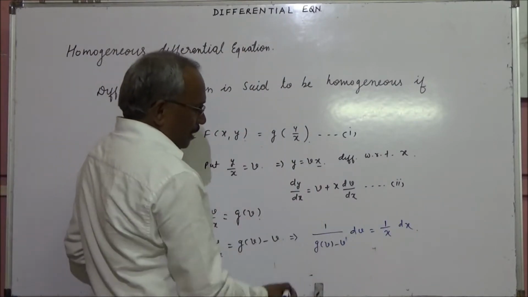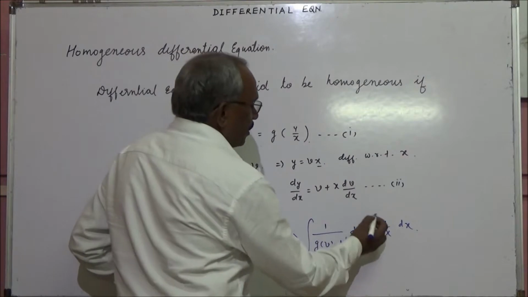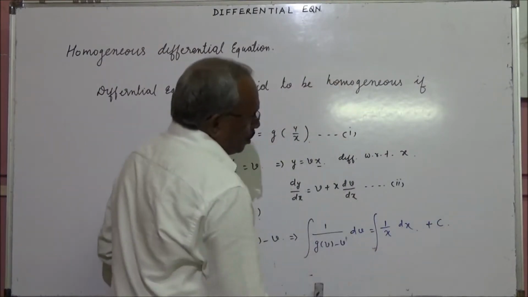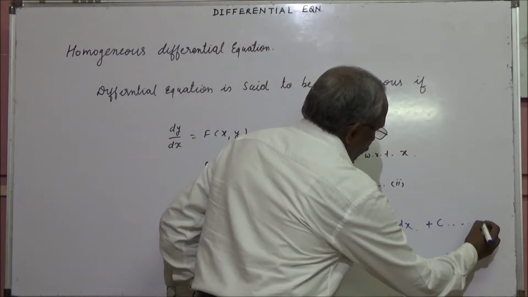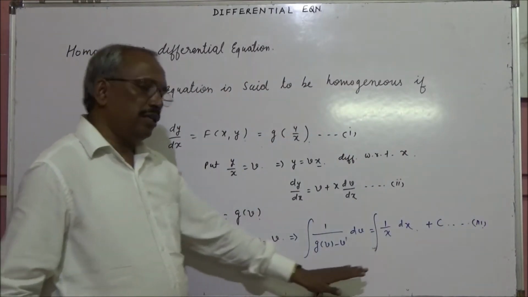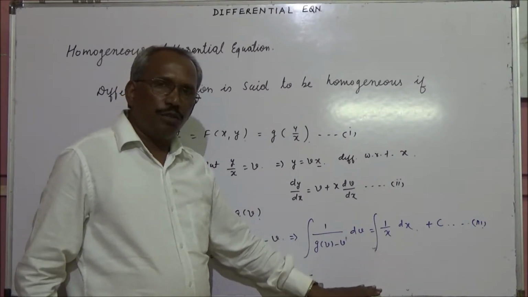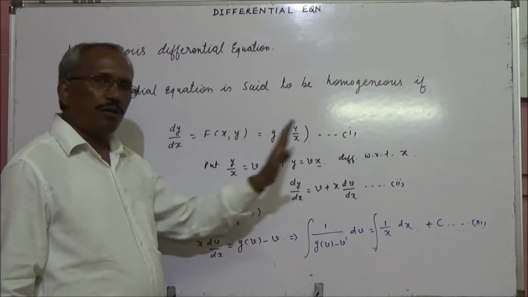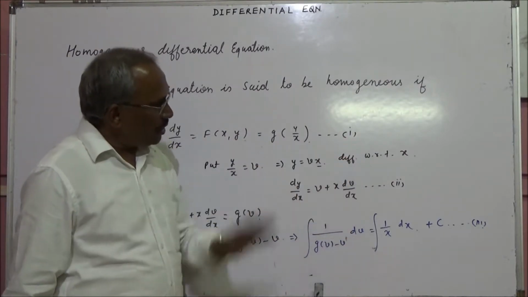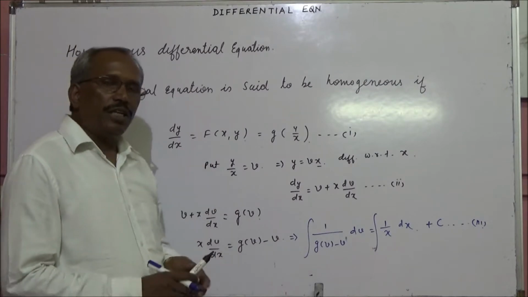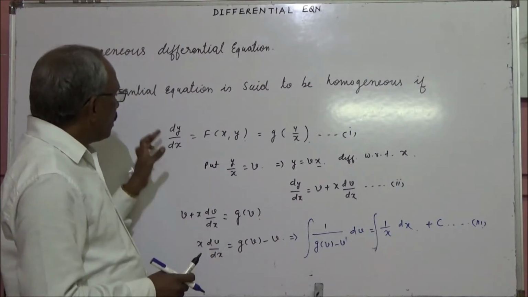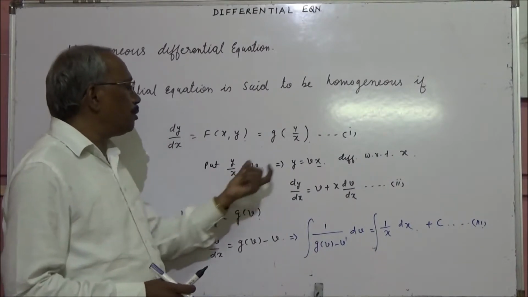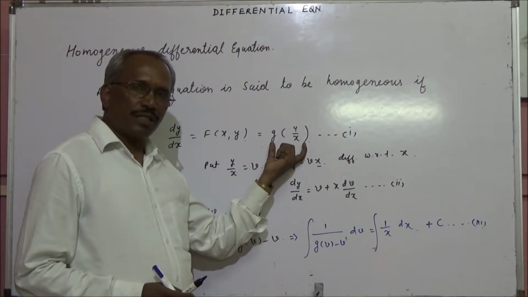Now integrating both sides, we will get the result plus a constant c. This equation number 3 is called the general solution or primitive of equation number 1. So with this method we solve the differential equation if the given differential equation is of this form, dy by dx is equal to g of y by x.